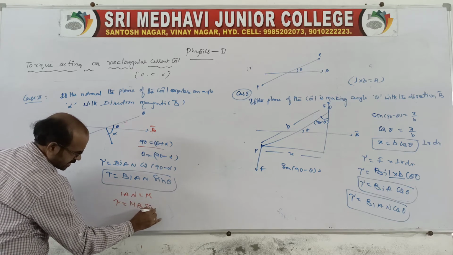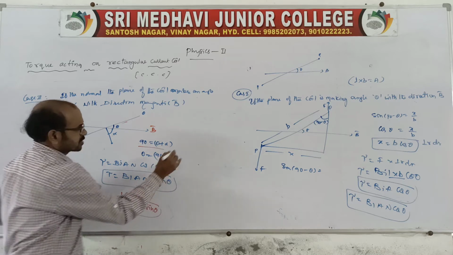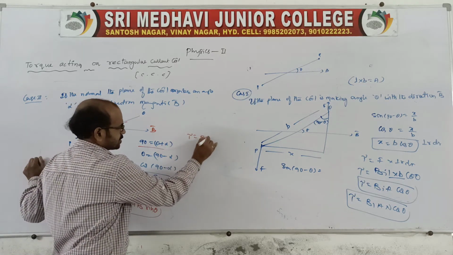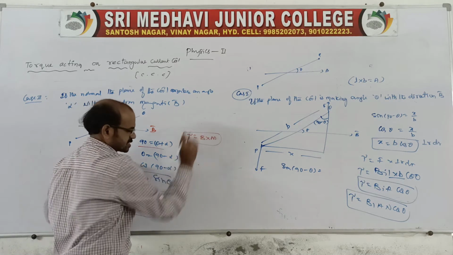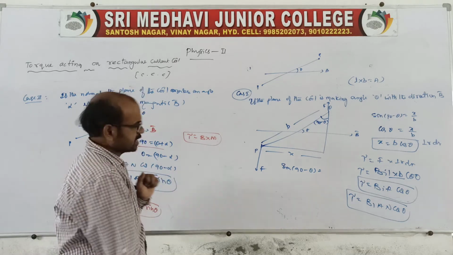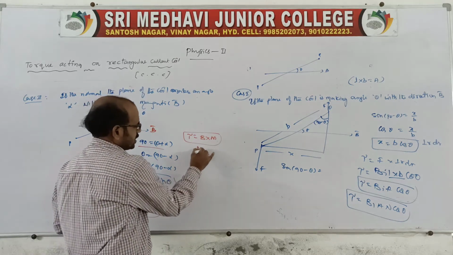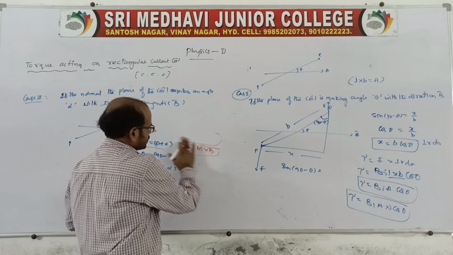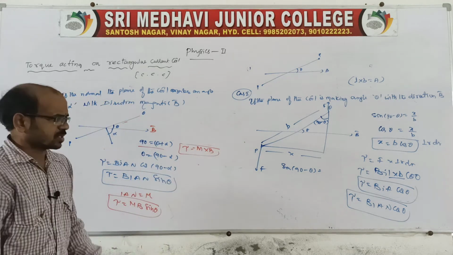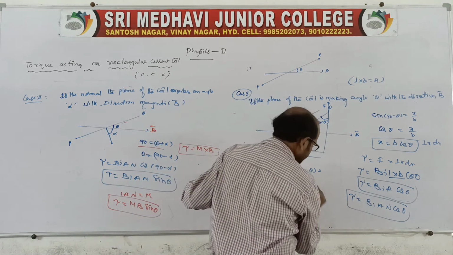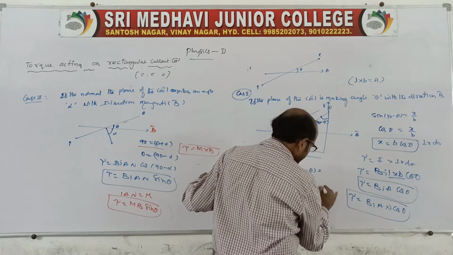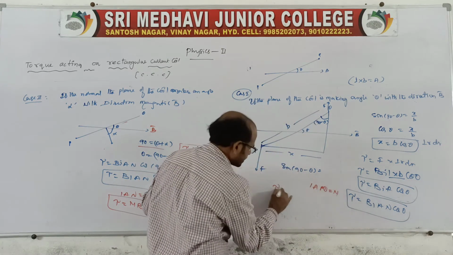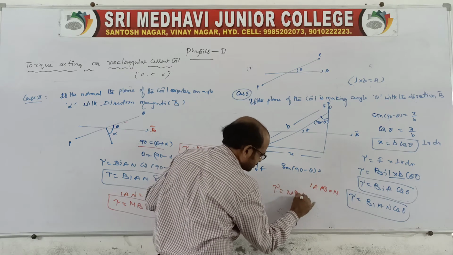Of course, we can take it like this. In terms of cross product, we can say it is M cross B, or else B cross M also, nothing will happen, right? M cross B, you say torque. Clear? Suppose here also IAN is nothing but M, then torque is equal to MB cos theta.